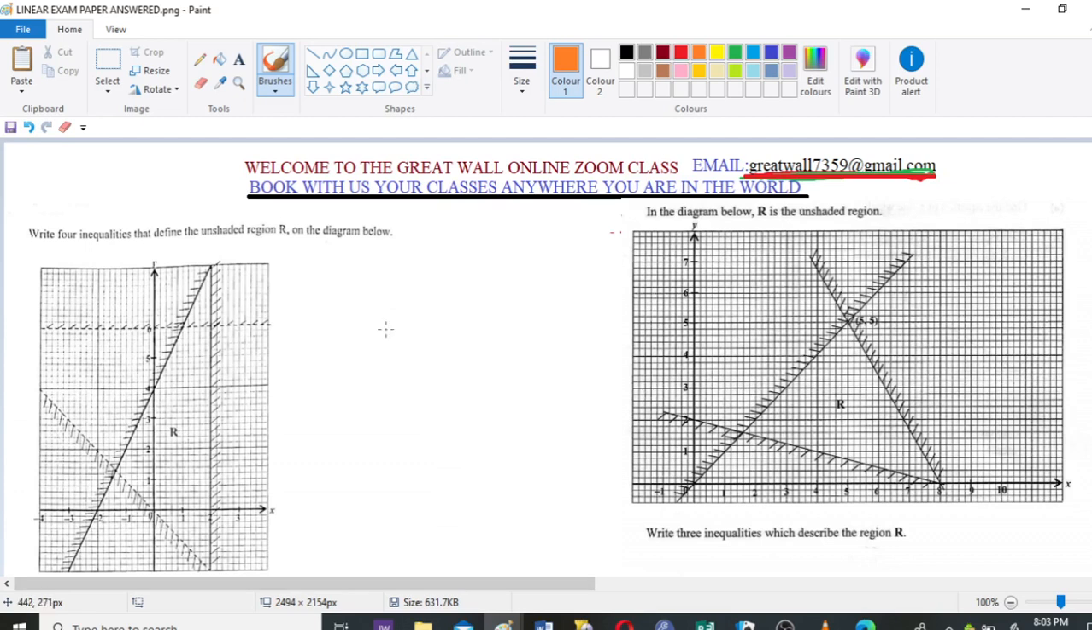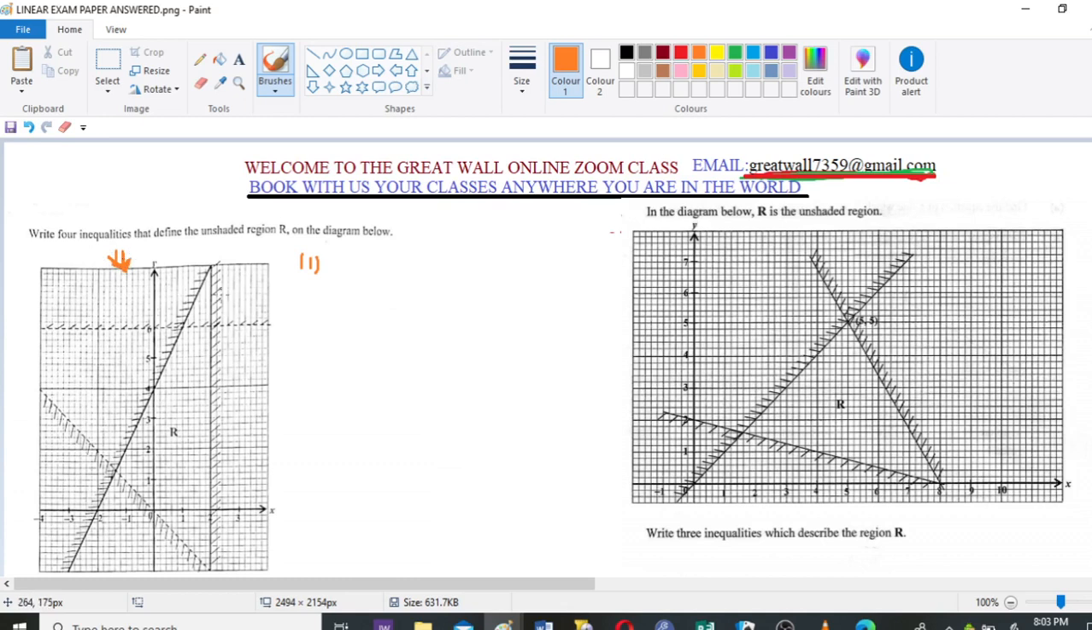Okay, so we continue solving our inequalities. Here we want to find the inequalities defining the unshaded region. Remember, we are defining the unshaded region. So for the first inequality, let's look at this graph here.